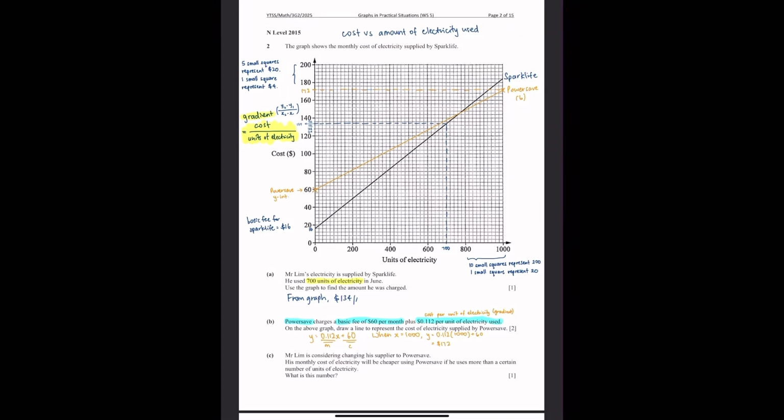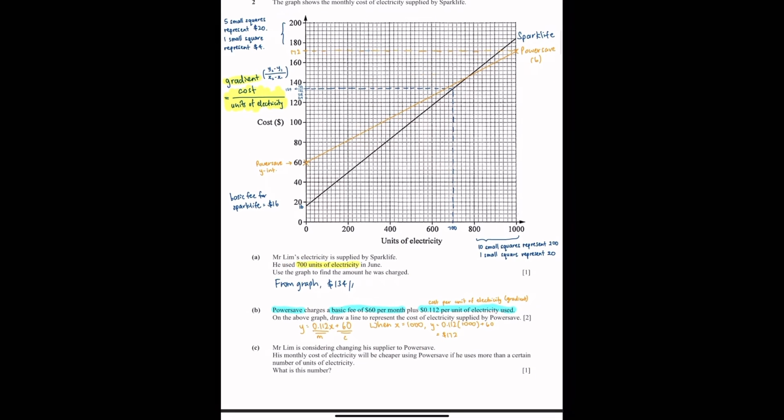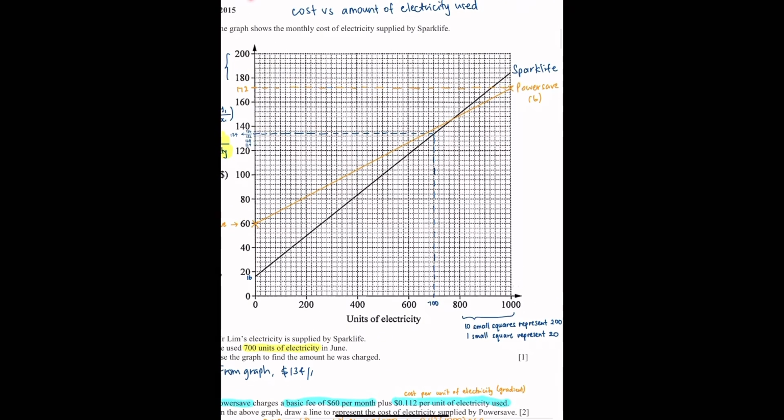Now let's move on to part C. So Mr. Lim is considering changing his supplier to PowerSave. His monthly cost of electricity will be cheaper using PowerSave if he uses more than a certain number of units of electricity. What is this number? So let's examine these two lines, okay? You'll notice that there is an intersection point. Let me just represent it in this pink color dot here. So there is an intersection point over here, represented by the pink dot of the two lines, okay?